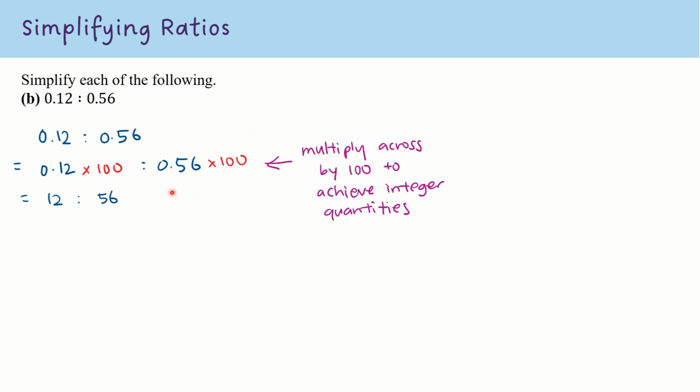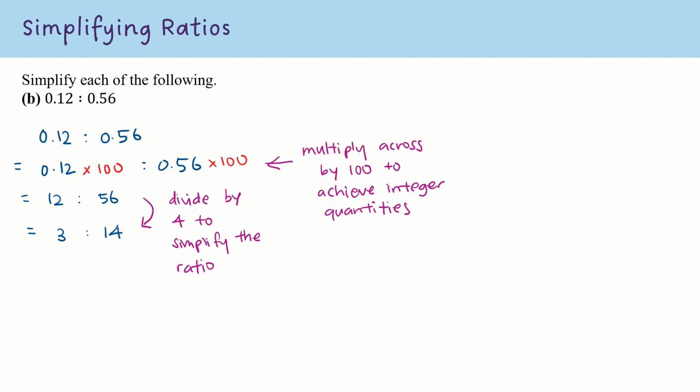So now that we have integer values 12 is to 56 already, we observe that they are not at the simplest form yet. So what we could do is to divide by 4 on both quantities in order to achieve 3 is to 14 to simplify the given ratio.